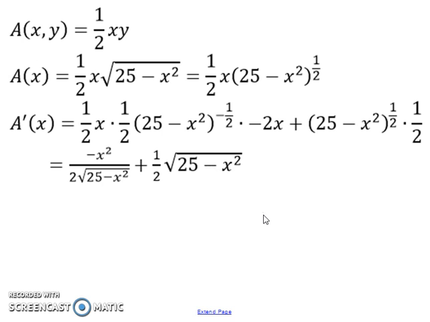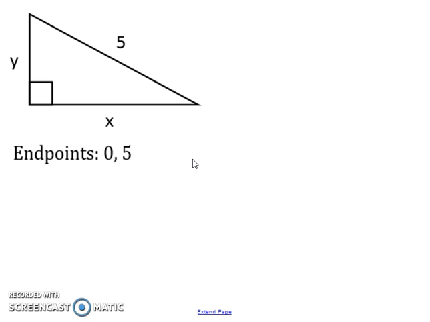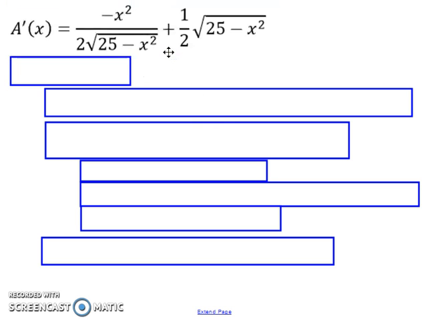All right, now to find the endpoints and the critical points. So the endpoints are obvious. Our variable is x. As we saw in the illustration from GeoGebra, the shortest this side can be is 0, the longest it can be is 5. So those are our endpoints. Now we need to find the critical points.